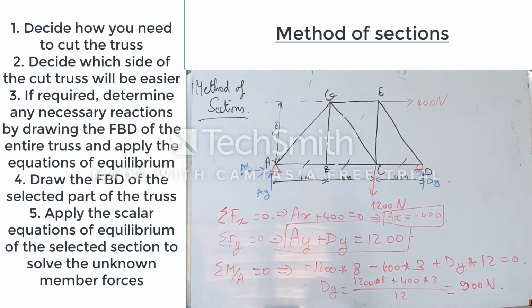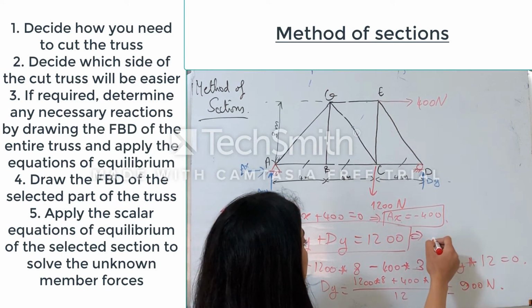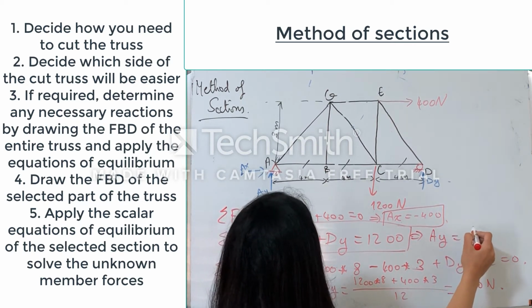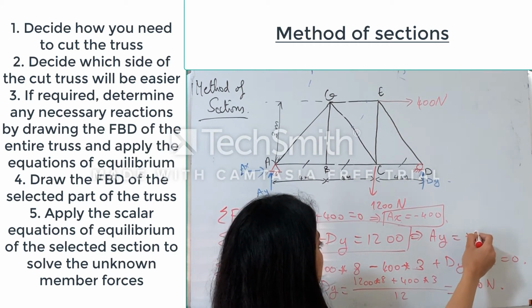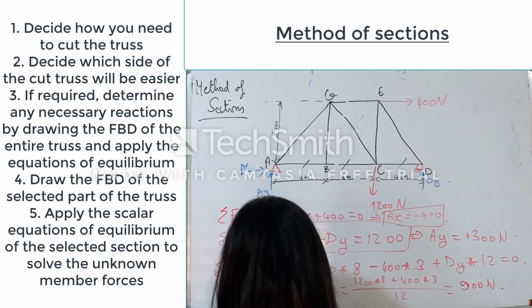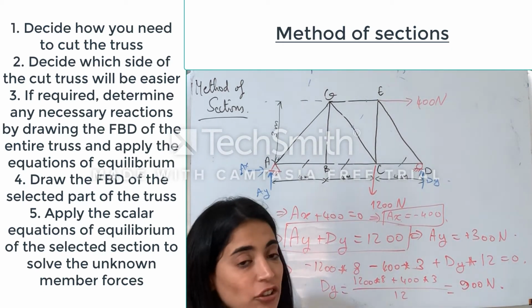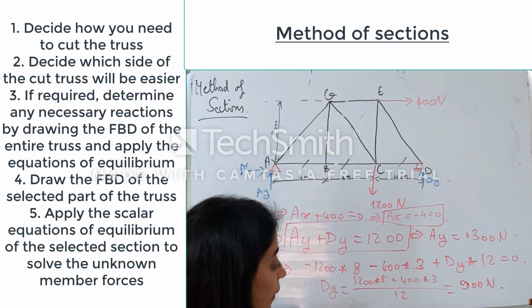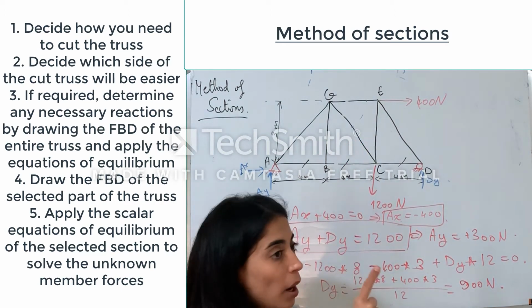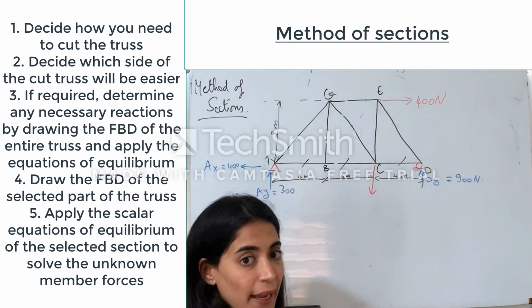Now guys, if I know Dy, I can find Ay. And this means, guys, that Ay is equal to 1200 minus 900, so it is positive 300. Okay, so this is how I can find all my reactions by applying the equilibrium equations on the whole truss. And then, guys, I can put them in the correct direction and then redo my part. So let's do it. Okay, so these are my reactions in the correct direction.